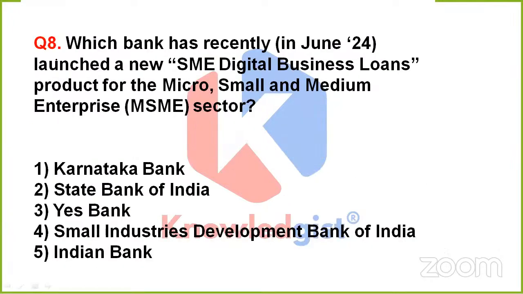Clear? Now, next question is asking, which bank has recently launched a new SME digital business loans product for the MSME sector? Is it Karnataka Bank, State Bank of India, Yes Bank, option 4, Small Industries Development Bank of India, or option 5, Indian Bank? Which is the correct option? They are simply asking, tell us the name of that bank. It has launched a new SME digital business loans product for the MSME sector. So which is the correct one? Anyone?